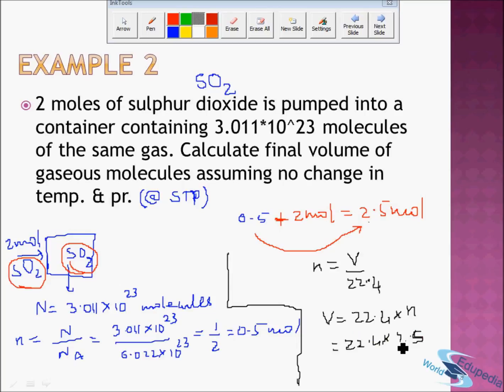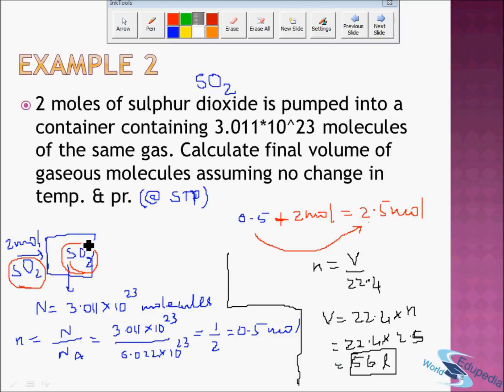Alright, the answer will be 22.4 liter per mole into 2.5 moles. So that means I have 2.5 into 22.4 liter of gas inside the container. That is 56 liter of gas is present at STP inside this container.